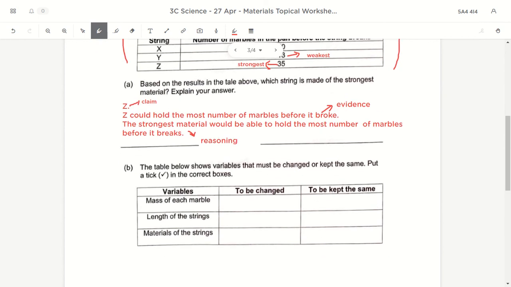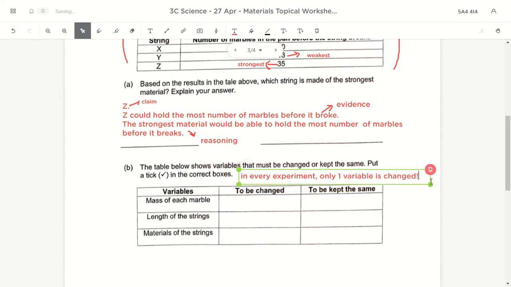Alright, so with that, in an experiment, we only change one variable. In every experiment, just make sure you write this down: only one variable is changed. We don't change more than one variable. The reason is very simple. We want to make sure that the result of the test is because of that one variable that we change.